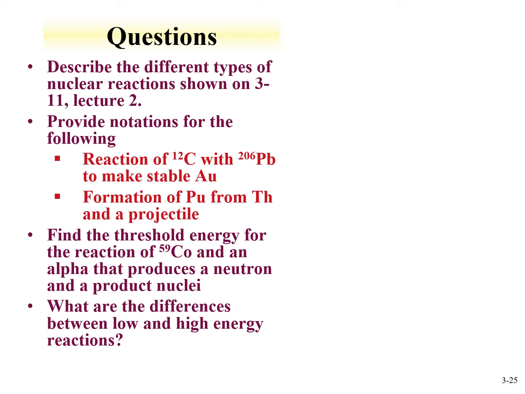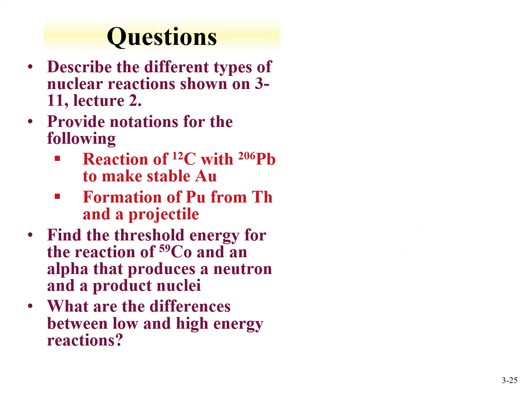As an example shown here, find the threshold energy for reaction of cobalt 59 and an alpha particle that produces a neutron and the product nuclei. So again, we need to start with our notation for the reaction. Cobalt 59, alpha projectile, neutron comes out. The cobalt, if we go 2Z higher than cobalt, we get to copper. And as opposed to 4 increase, we only have 3 because one of the neutrons is also a side product. If we use the Q value calculator, we'll see that the threshold reaction for this is 5.4 MeV.